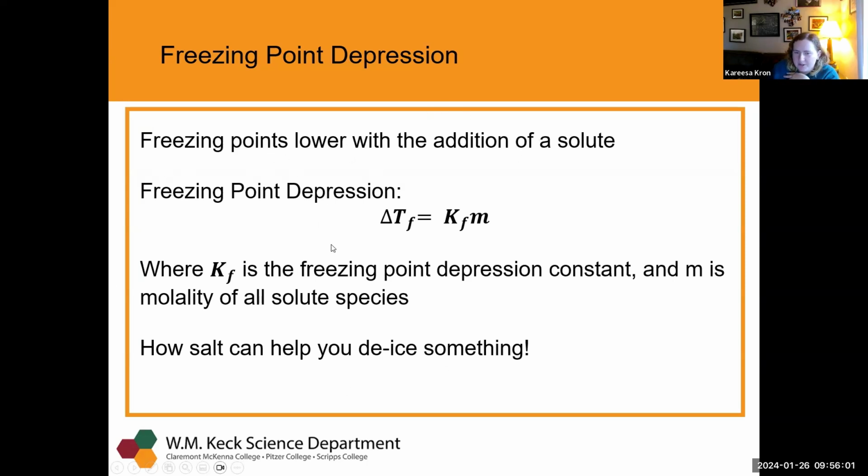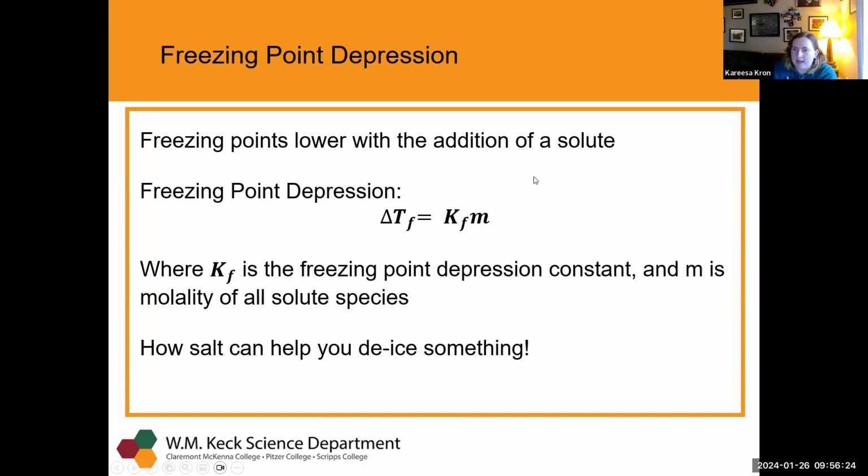And it's a very similar expression where the change in the freezing point temperature is equal to some freezing point depression constant, which depends on the solvent, not the solute, and the molality of the solute species. Something that's important here is this is the total molality of all solute species you add.